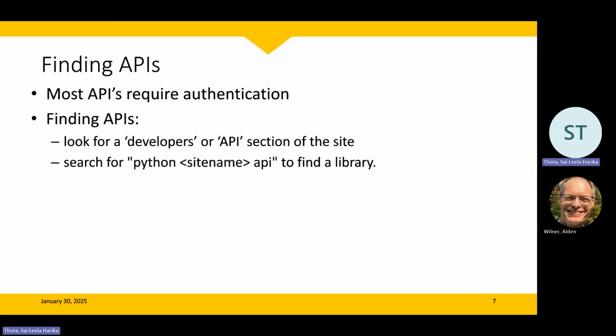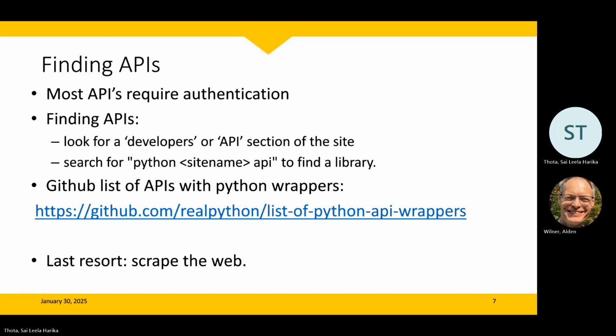Finding APIs. APIs are another method of data collection. For APIs, you require some authentication. So you give some requests to the websites from which you are planning to collect the data. So that is another type of data collection where you require some authentication. And here is the link where you can find APIs with Python wrappers.